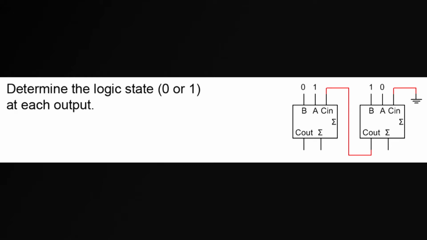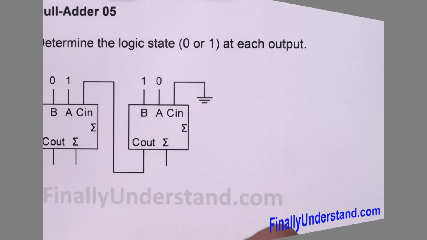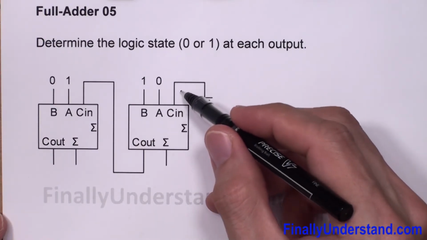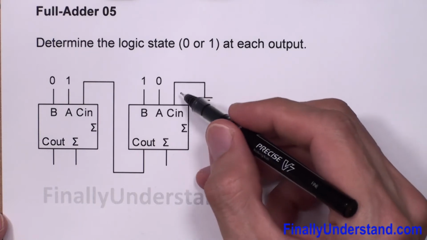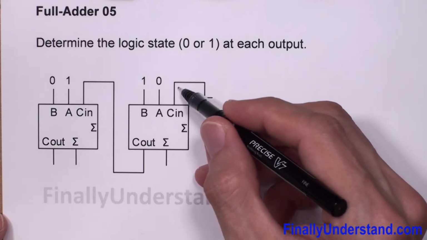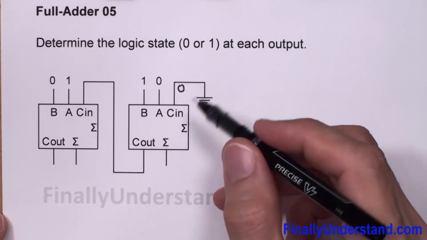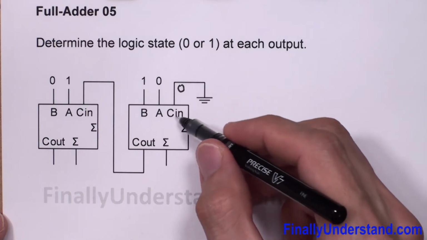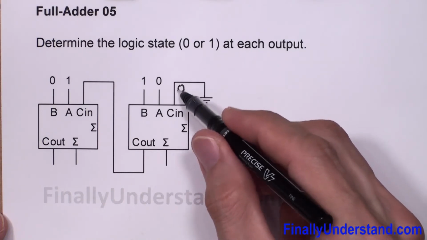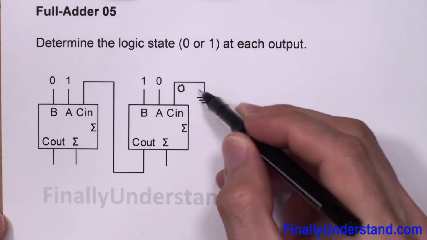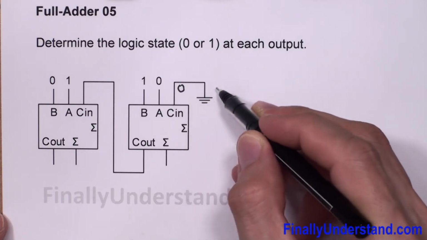Let's take a look at this example. This time we have two full adders connected together. Keep in mind that anytime the input is connected to the ground, it means that that particular input is receiving 0. We have to start the analysis from the adder which has its carry in connected to the ground or to VCC or other part of the circuitry.